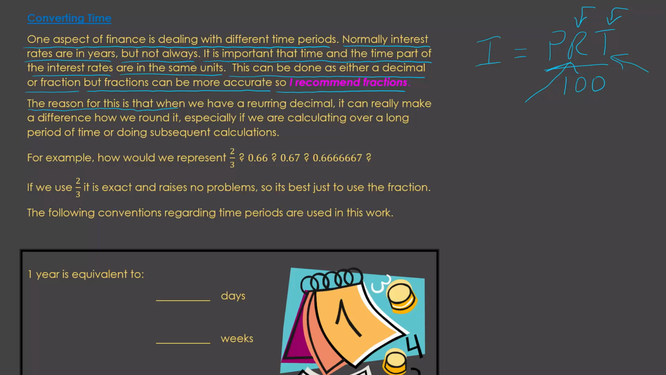The reason for this is that when we have a recurring decimal, it can really make a difference how we round it, especially if we are calculating over a long period of time or doing subsequent calculations. For example, how would we represent 2/3? 0.66, 0.67, that's obviously better than 0.66 because it's a correct rounding to 2 decimal places, or 0. Lots of 6's and then a 7. If we use 2/3, it is exact and raises no problems, so it's best just to use the fraction.